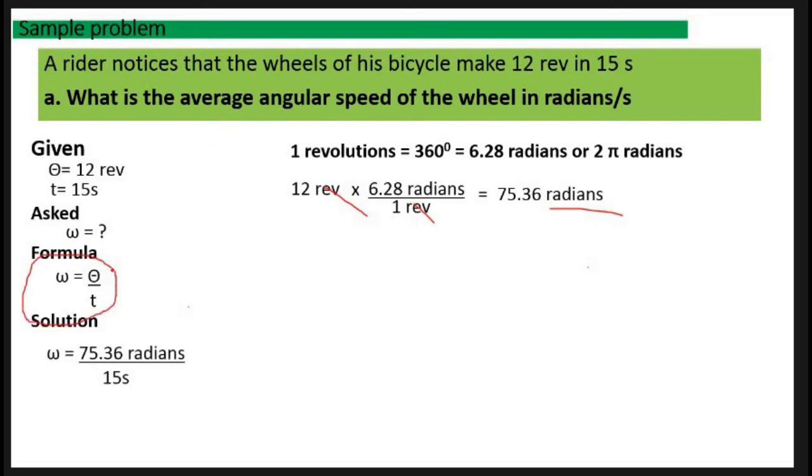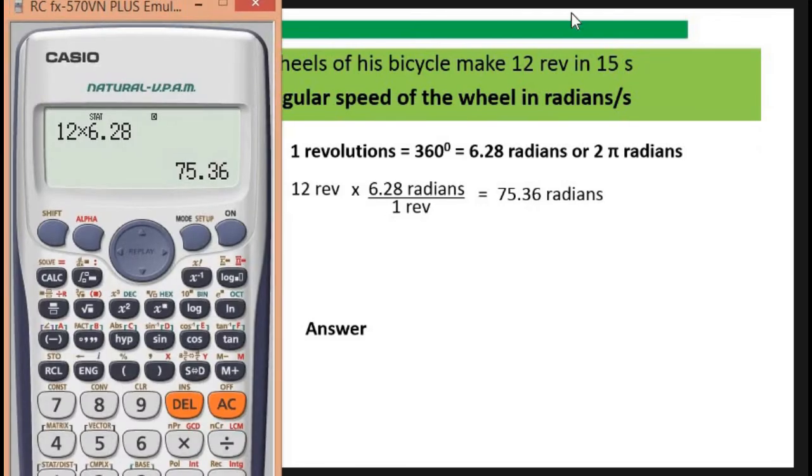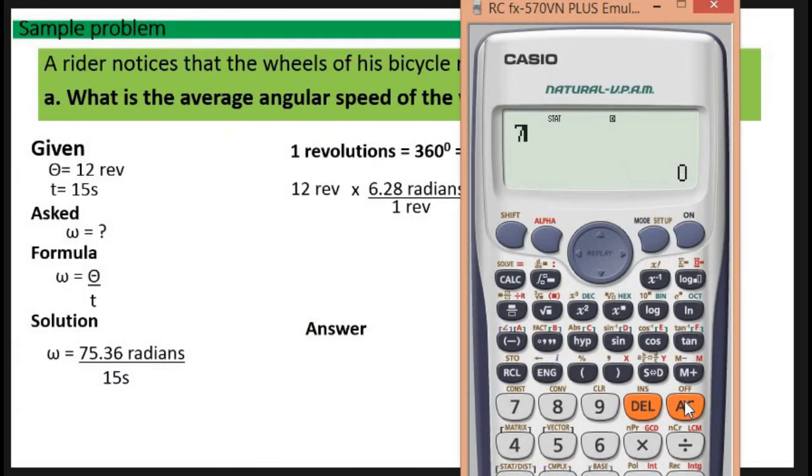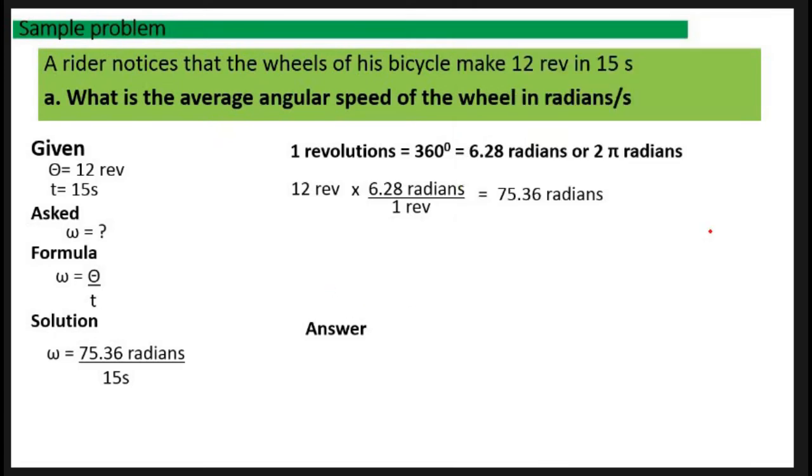This is the formula, and we know now the angular displacement, which is 75.36 here, and then that divided by time, that's 15 seconds. And then you just simplify this one. What would be the answer? The answer would be, let me check, 75.36 divided by 15 seconds. That would be 5.02. Round off your answer to two decimal places, as we agreed. So that would be 5.02.